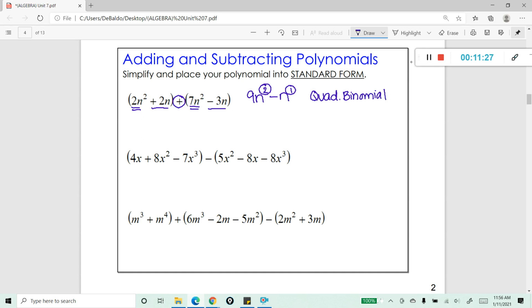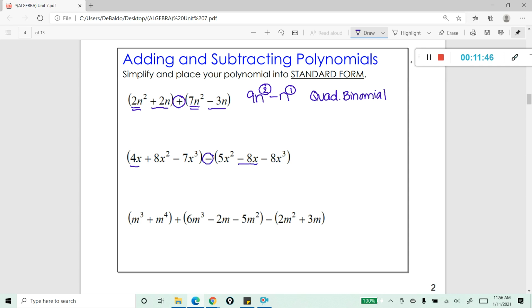Let's try the next one. This time I'm taking a trinomial and I'm subtracting a trinomial. So it's starting to get a little bit more complex. So start wherever you would like. I'm just going to go ahead and start with the first term here, 4x. And I'm going to subtract negative 8x.